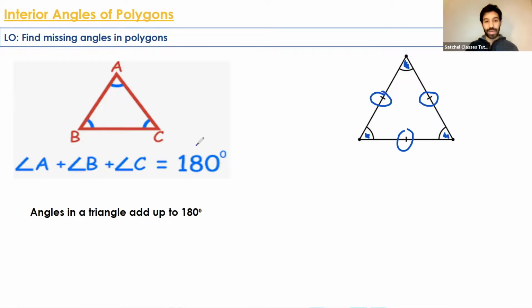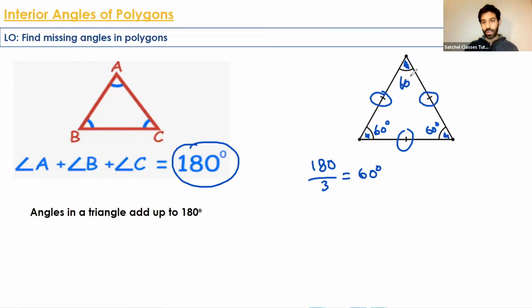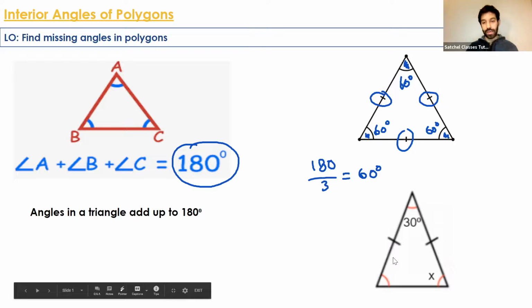So knowing that the sum of angles is equal to 180, what we would do in this case is 180 divided by 3, that will give us 60 degrees. So each angle in an equilateral triangle is going to be 60 degrees. Now, another example would be an isosceles triangle. So with an isosceles triangle, only two length of sides are the same. And again, that's indicated by the lines that we have over here. So if we know this angle is 30, we should be able to work out the value of angle X.